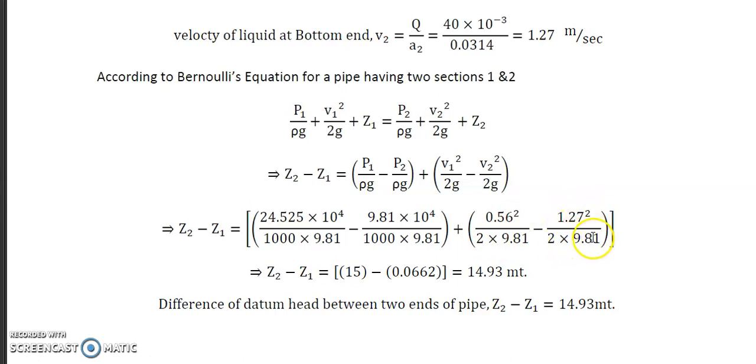by 2 into 9.81. So here you will calculate Z2 minus Z1, that is 15. This value, if you calculate, you will get 15, then this value, if you calculate, you will get 0.0662. So 15 minus 0.0662 is equal to 14.93 meter. So in this question you have to calculate the difference in datum head between the two ends of the pipe, that is Z2 minus Z1, that is 14.93 meter.